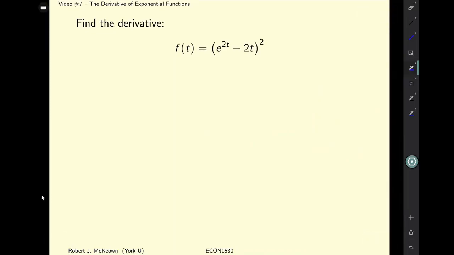Here's a problem for you. It's a tricky one. You're going to have to use the chain rule. And you can see there's a whole bunch of smaller functions floating around in this function. So give it a try. Press pause in the video. Give it a try yourself, and then we can go through the solution together.